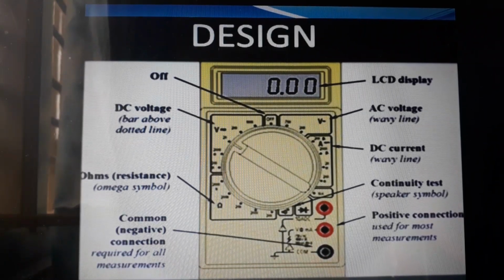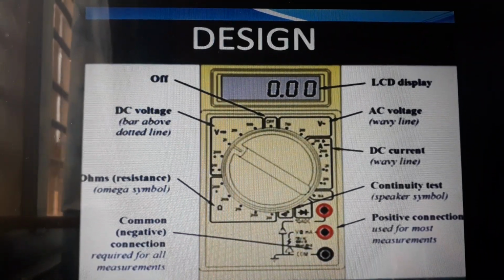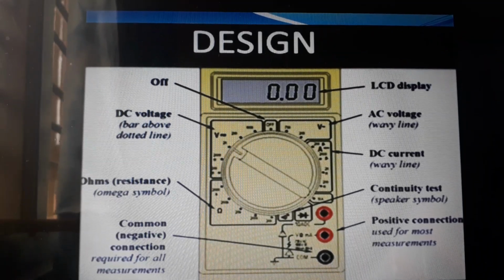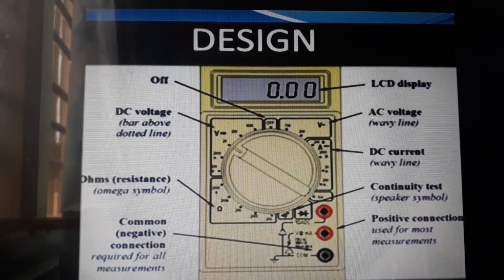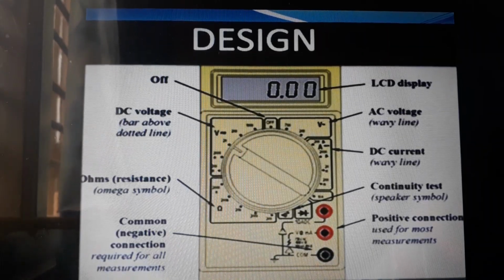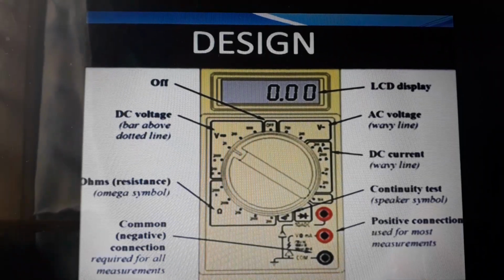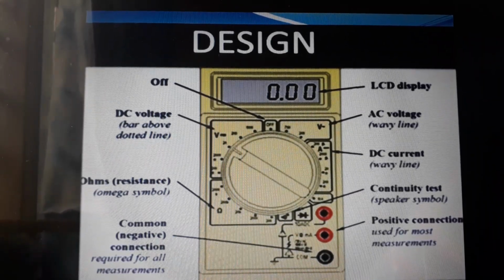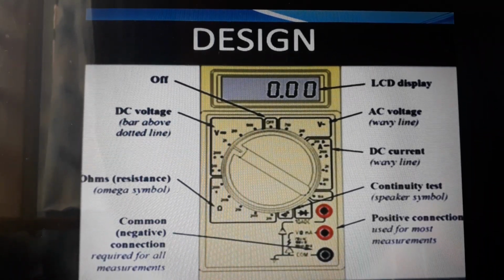Common, that is the black color that I told you about in the previous slide. The black color probe has to be set here, which is called common. Negative connection is required for all measurements. Then above this there will be a red color, called the positive connection, used for most measurements which we have to change. Next one, above that, there will be a speaker symbol. That speaker symbol indicates continuity testing. If we have to check the continuity of any wire, we use the speaker symbol for testing continuity.